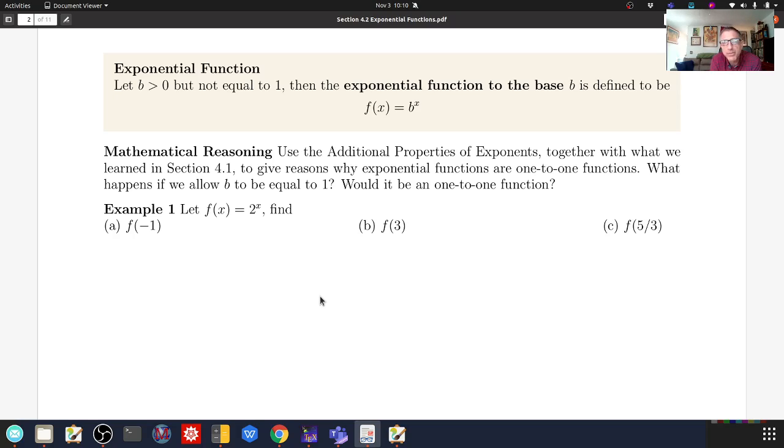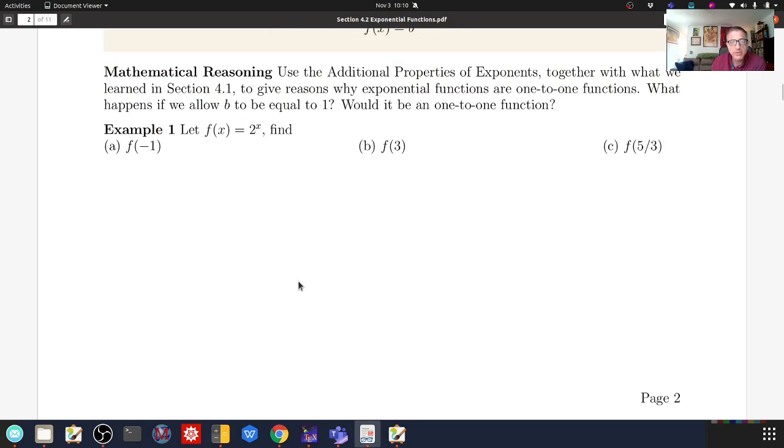What happens if we allow b to be equal to 1? Would it be a one-to-one function? That's the part you need to answer on your own. So let's do these particular problems.